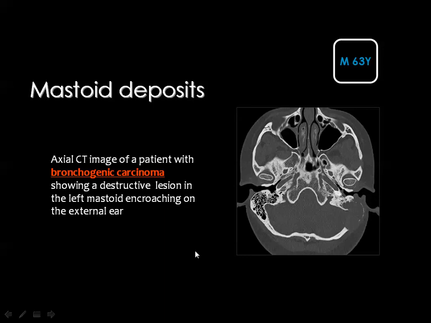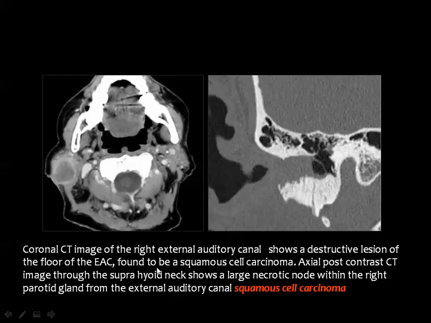Then any part of the skull base is not immune from metastatic deposits, and the diagnosis is usually reached by the well-known history of a primary malignancy. This patient had a destructive lesion in the left mastoid, and the patient is known to have bronchogenic carcinoma, then this is a metastatic deposit.